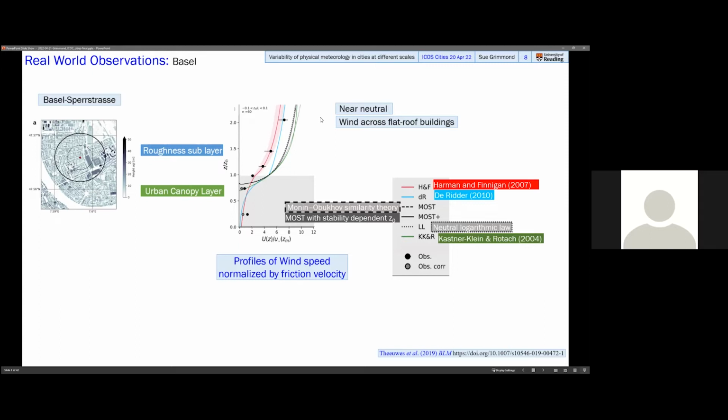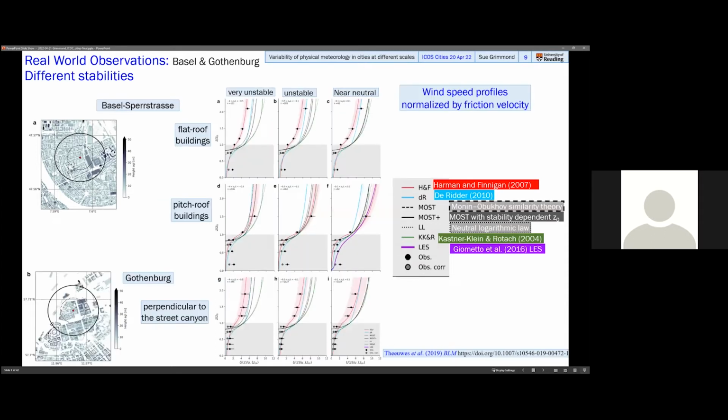Other models that have adapted the Monin-Obukhov similarity theory with the roughness sublayer correction include those of Harman and Finnegan and Di Sabatino. We can see the red one, Harman and Finnegan, actually approximates this reasonably well under these near neutral conditions when the wind is flowing across flat roof buildings.